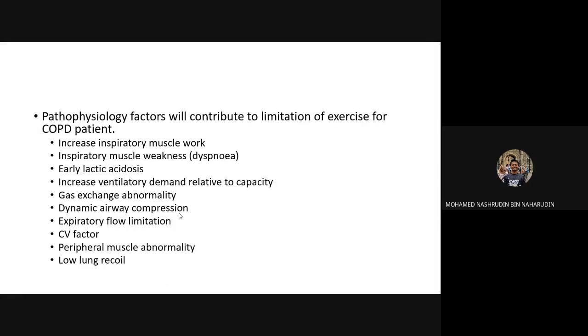However, although patients with COPD are encouraged to perform exercise, you have to keep in mind that there are limitations, listed here in this slide. You have to keep them in mind so that you are aware, you do not over-limit them or make them over-exercise, and at the same time you are progressing the training within their capacity. So these are the limitations of exercise among COPD patients.